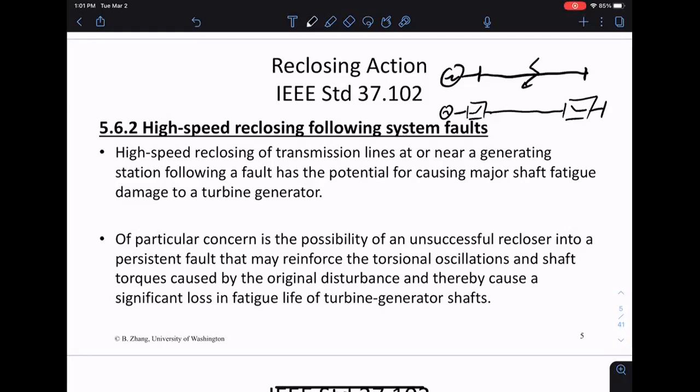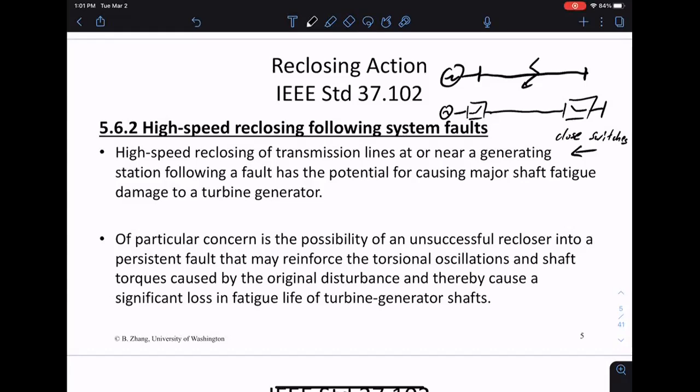So when you reclose, you have to close switches in this direction, far away from the generator first. Let's close this first, because you want to avoid doing damage to this generator, to these turbines. So that's why the fault is not too short.